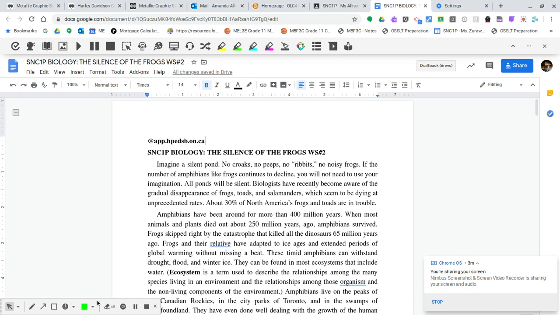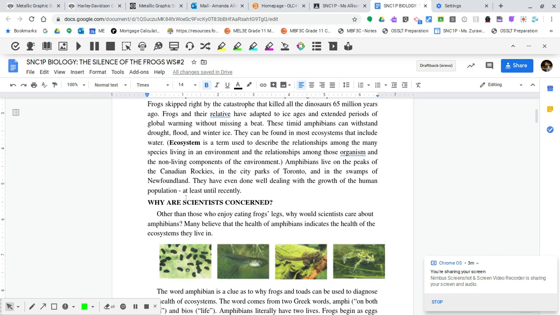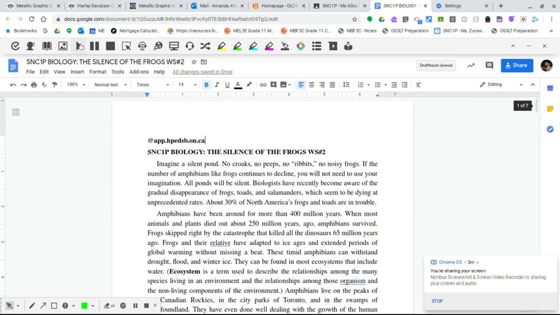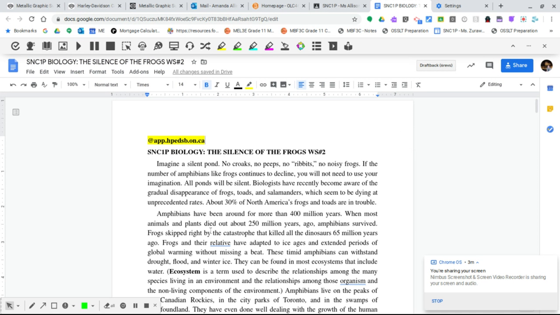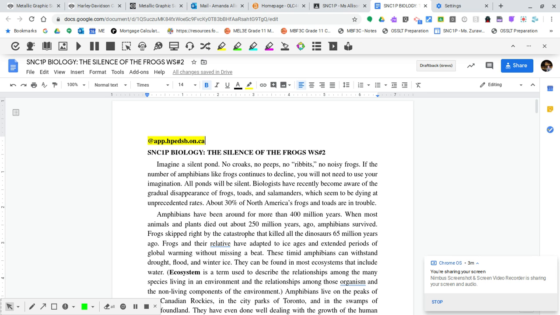Oh, mine's dropping down below. No, there it goes. You might want to listen to it, because it is a longer reading. You may want to highlight and play it. Also, some of the highlighting functions that we're going to use later might be easier using this toolbar. If you don't have the toolbar in the app up above, it means you're not signed into Chrome. So get yourself signed in to your account using this information, whatever your code is at apps.hpedsb.on.ca, and it should work fine for you.